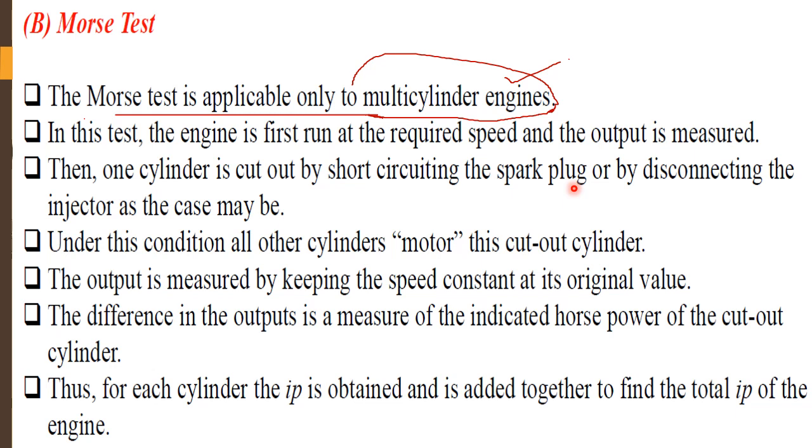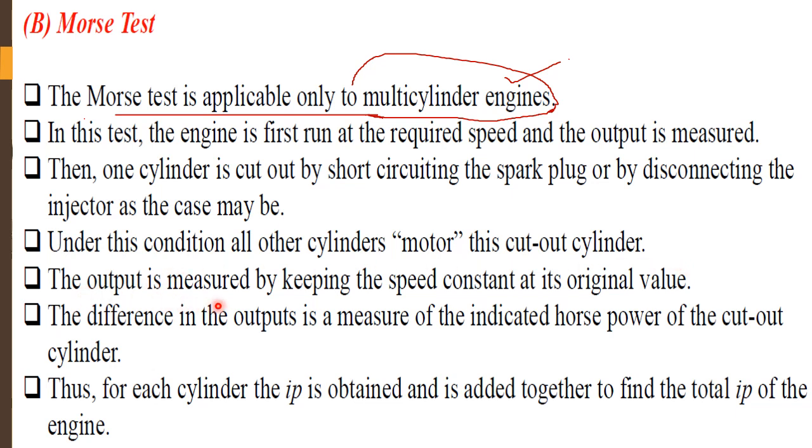So if it is a petrol engine, we cut one cylinder by short circuiting the spark plug, or if it is a diesel engine, we disconnect the injector, as it is a CI engine. What happens in this case is that one cylinder is cut from the system. Because of that, all the other cylinders motor the cutout cylinder.